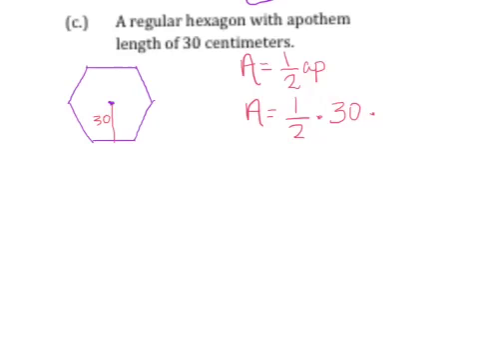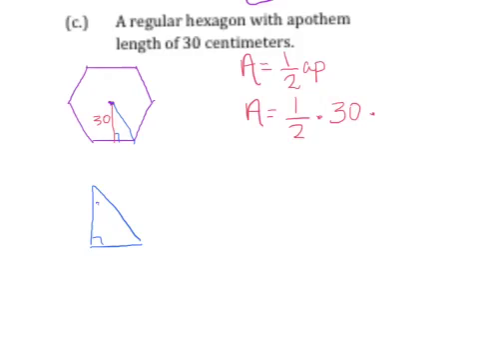Okay, so I went ahead and drew a regular hexagon with an apothem length of 30 centimeters. I wrote down the area formula and plugged in the apothem that I already had. Now we're going to have to draw a right triangle within the hexagon. This will help us find our missing side so that we can find the perimeter.